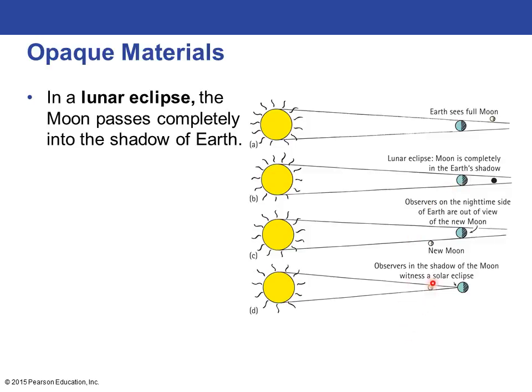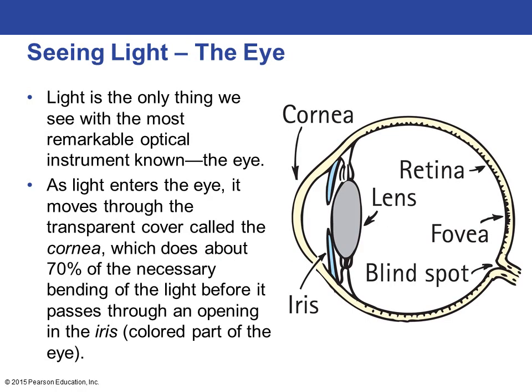And again, when the moon is at just the right place, at the right time, at the right distance to block out the sun, if the moon gets in between the Earth and the sun, then you'll get a solar eclipse. Now we're going to move on to the last section of this chapter, onto how we see light, and that's through our eye.